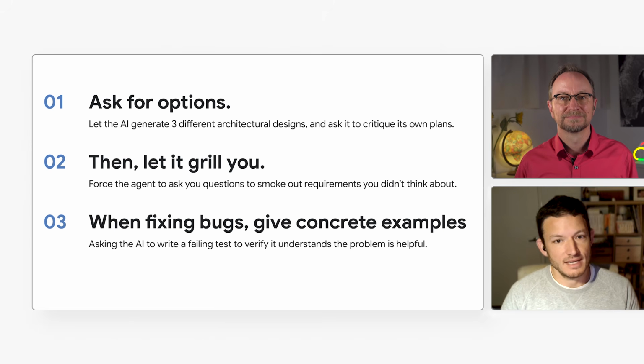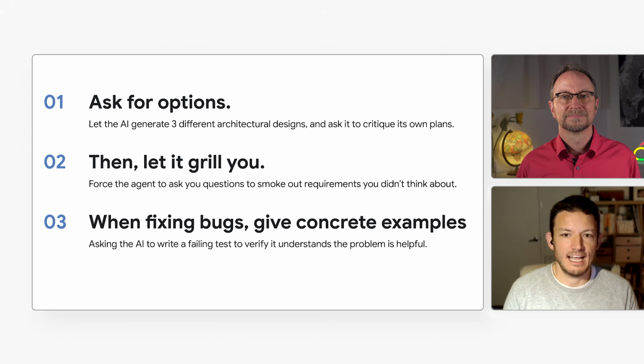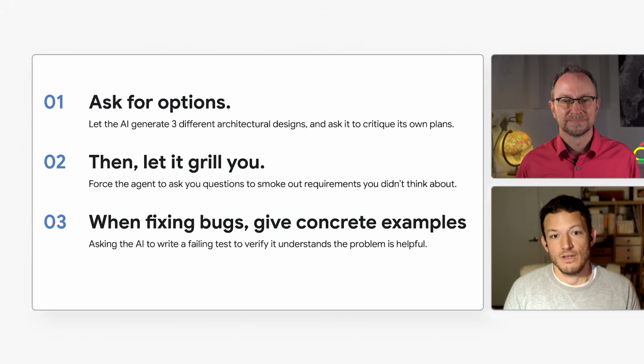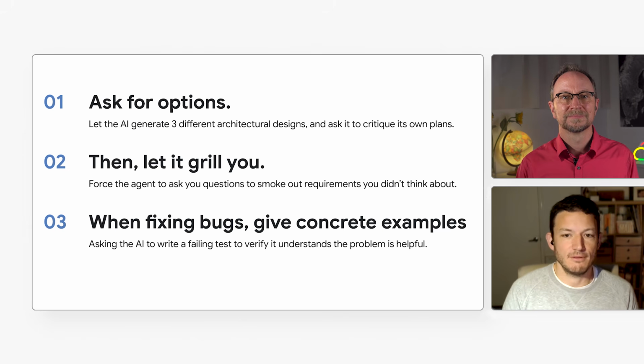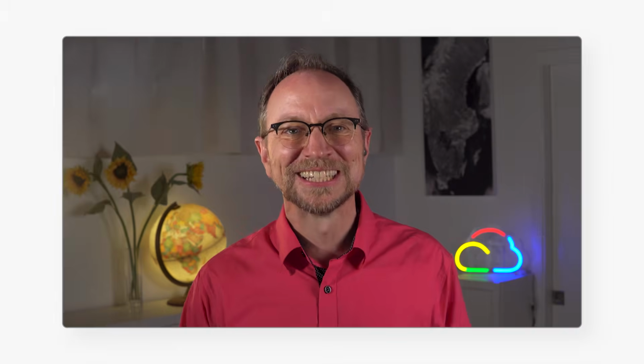And when you're squishing bugs, explain the problem clearly and give a concrete example or 2 of what should happen instead of this. Ask the AI to write the failing test to verify that it understands the problem. It's really helpful in that scenario. Very good. All right.